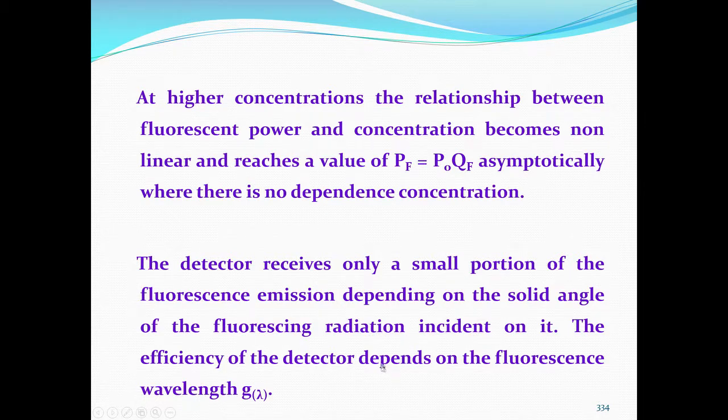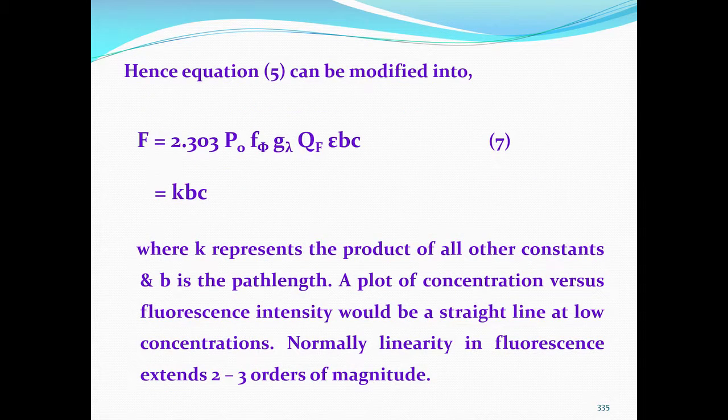The efficiency of the detector depends upon the fluorescence wavelength, that is G lambda. So, I can modify this equation: 2.303 Qf into epsilon bc, all other terms are constant, K into bc, where K represents the product of all other constants and b is the path length. A plot of concentration versus fluorescence should result in a straight line. This we have already seen, and linearity in fluorescence extends over 2 to 3 orders of concentration, that is 10 raised to minus 1 to 100 to 1000.